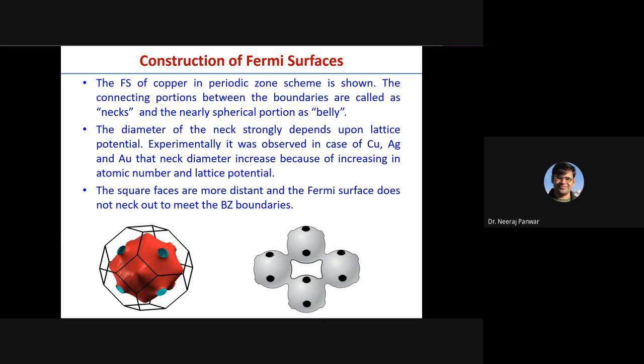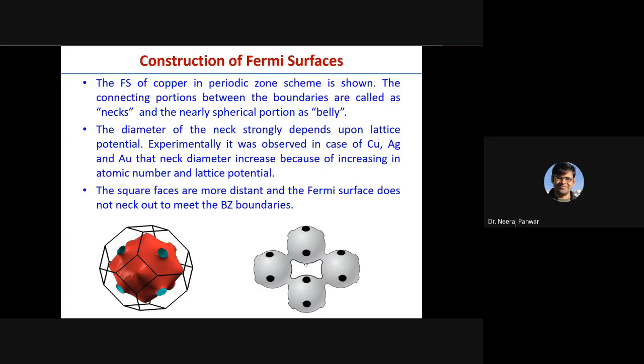And this was the Fermi surface of copper. It is shown here in the periodic zone scheme, where you repeat the unit cell, and the two Fermi surfaces will interact, and this portion is known as neck. The remaining portion, which is kind of spherical in shape, is known as belly. Sometimes for copper, only this portion will be shown. It is kind of a bone.